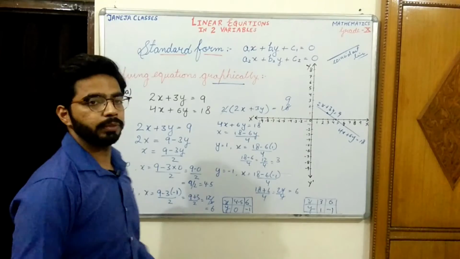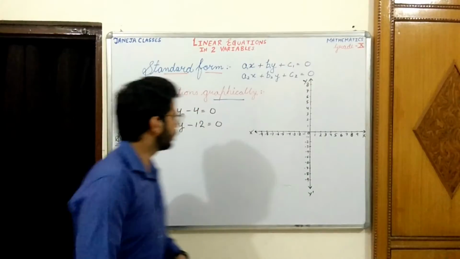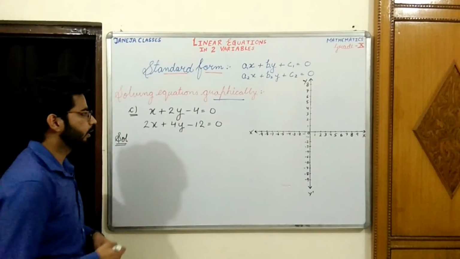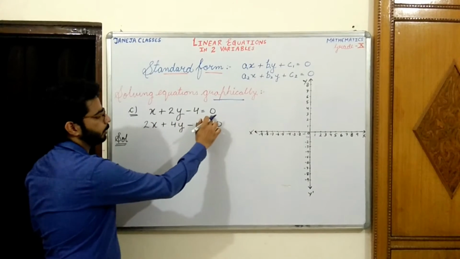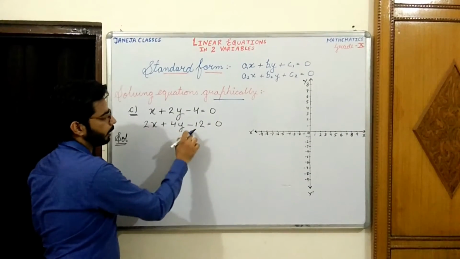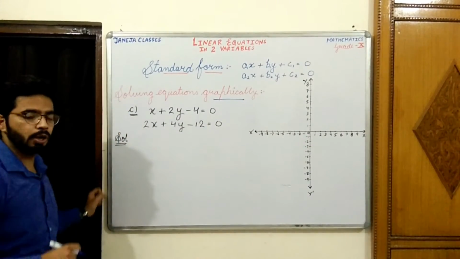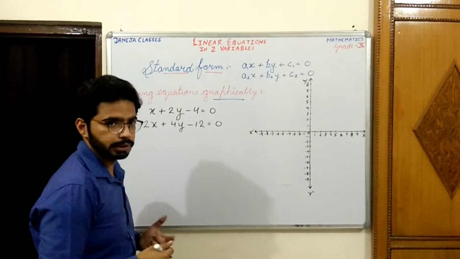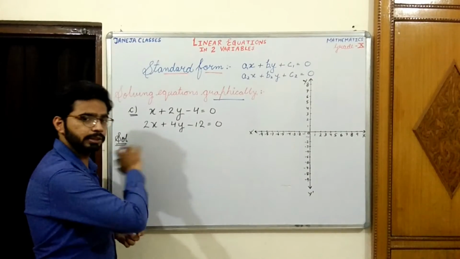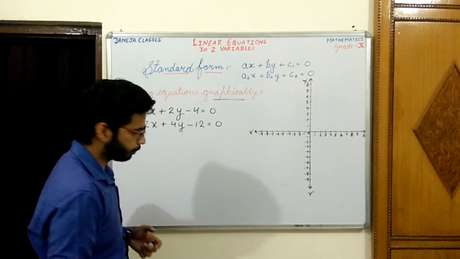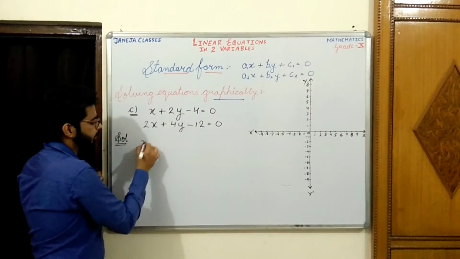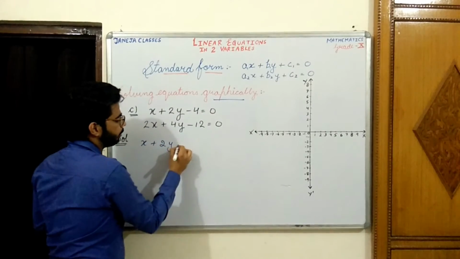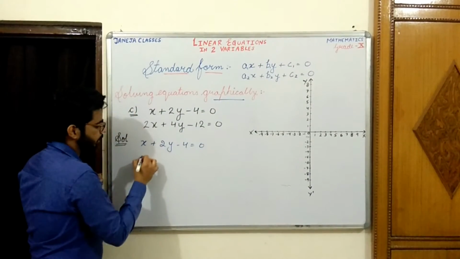Okay, now let us go to the third equation. Now again we have taken the third equation, that is x plus 2y minus 4 is equal to 0 and 2x plus 4y minus 12 is equal to 0. Now again we are going to take out two solutions of both the equations, then we are going to plot the points in a similar manner. Okay, so first of all let us take the equation. Now I am going to solve it a little fast.